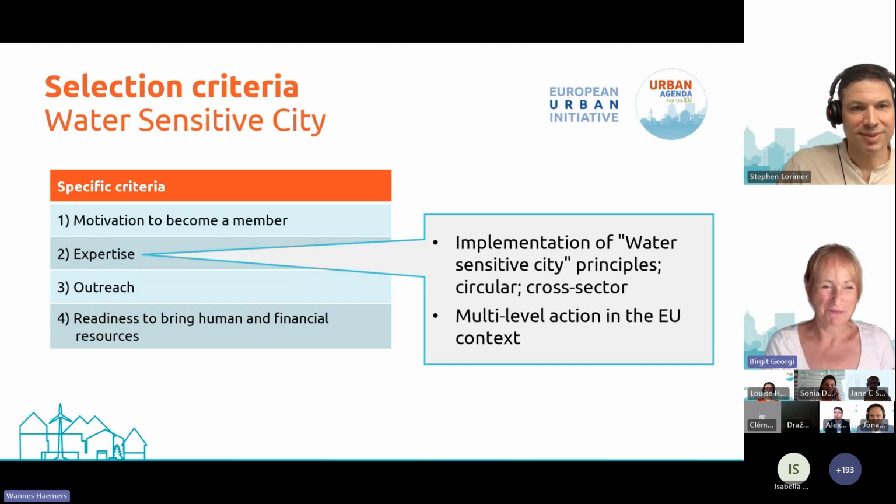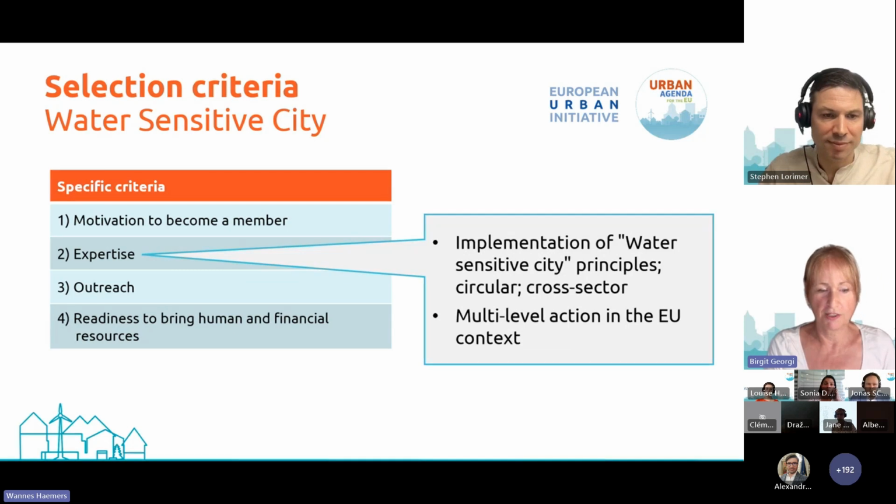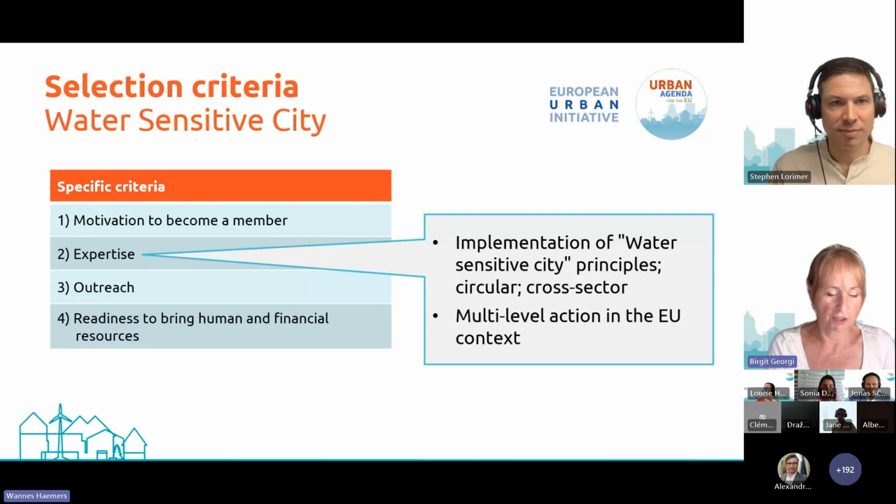It's again, what are the specific selection criteria for water sensitive cities? So meaning the selection criteria on the topic. First of all, we want to know what is your primary motivation to participate? Is it sharing own experience? Is it learning from each other? Willingness to contribute to EU policy, and so on? Please show us what motivates you, and also support that by short, concrete examples.